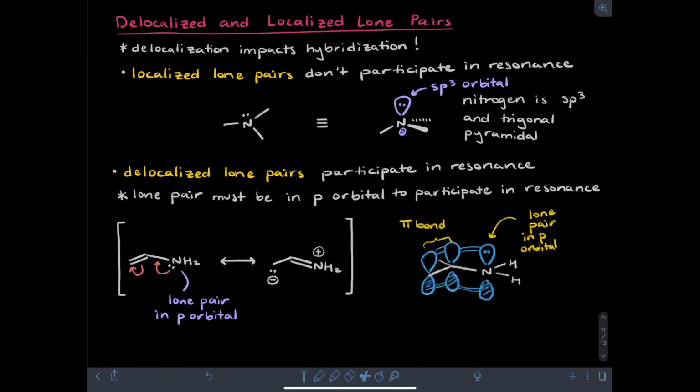The reason for this is it needs to be in a p orbital so that the p orbital from nitrogen can overlap with the p orbitals from the 2 carbons engaging in the pi bond. What this means is that even though nitrogen has 4 electron groups around it, the nitrogen puts its lone pair in a p orbital and becomes sp2 hybridized and trigonal planar in order to engage in resonance, simply because resonance is such a stabilizing factor for a molecule.